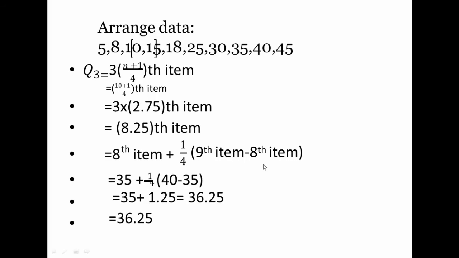And similarly for Q3, 3 into (n plus 1) divided by 4 items, and you see over here in this example 3 into (n plus 1) divided by 4 obtains 8.25. 8.25 means this 8 represents the eighth item, and the 8th item plus 1 over 4 into the ninth item minus the 8th item. So after the overall calculations, the 8th term is 35, the 9th term is 40, and after simplification we obtain Q3 as 36.25.